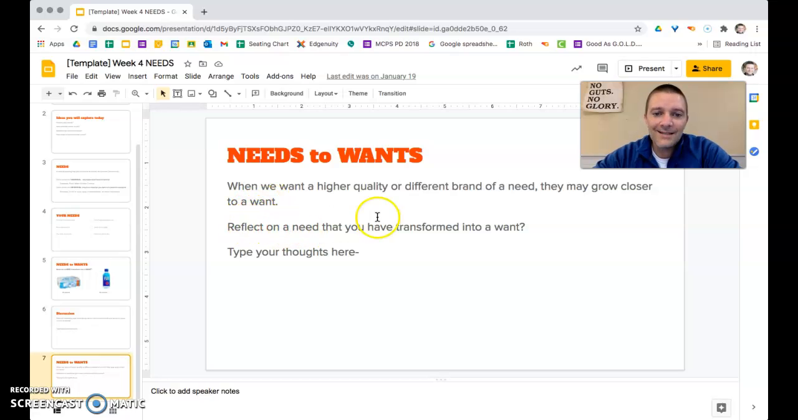I want you to think about a time in your life when you might have overspent on a need. Maybe it's some type of clothing. Maybe it was something for your bedroom. Reflect on a time when you've transformed a need into a want. So think about a time when you might have overspent. If you can't think of a time when you have, maybe think about a time when you've seen your parents or a sibling or someone overspend on something that they just wanted the certain brand or something that they could have bought for cheaper. Briefly, just in a couple sentences, tell me about that experience here. When you get that done, you can click turn in and you are done for the day.